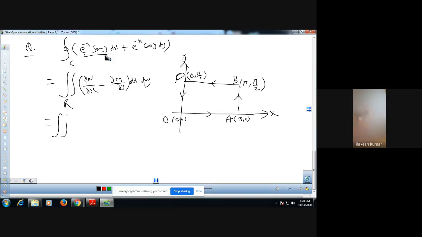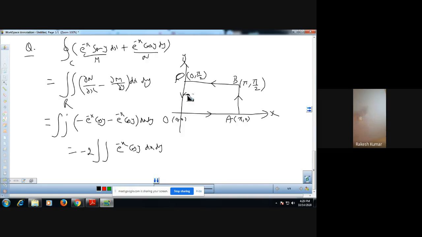∂N/∂x, this is clearly M, and this is clearly N. And ∂N/∂x is −e^(−x) cos y. This is by integration. And ∂M/∂y is e^(−x) cos y, dx dy. So ultimately, −2 e^(−x) cos y dx dy. This is the question. Now you have to find out the limits.